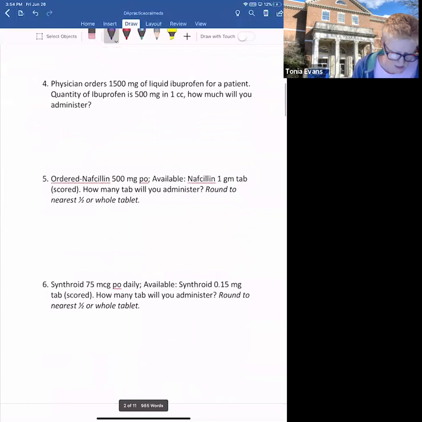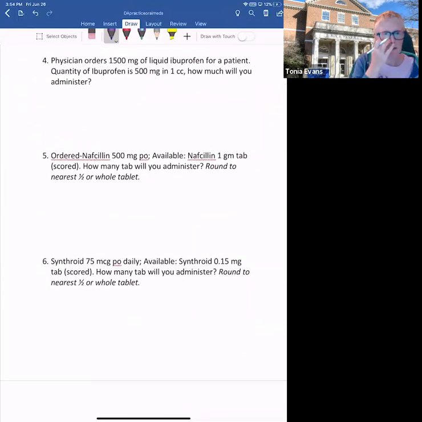All right. Next. Okay, so doc orders 1,500 milligrams of liquid ibuprofen. So we know we've got 1,500, that's our dose. And I've got 500 milligrams in 1 cc. How much will you administer? Now, if you remember, 1 cc is the same as 1 milliliter. We discourage using cc's now, especially when they're handwritten. Cc can be confused for other units, but I know that a cc is a milliliter. So how much will I administer?